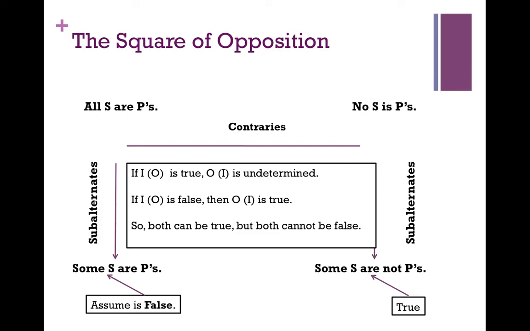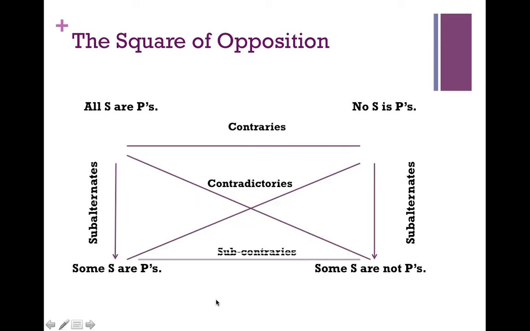Now notice that's not the case for other propositions because, for instance, the two at the top, the contraries, there are some scenarios under which both of those could be false. But that's not the case down here. And we call these propositions at the bottom subcontraries. And here is what we call our square of opposition. It shows the logical relationships that exist between these four propositions. And who knew it could be so complicated?